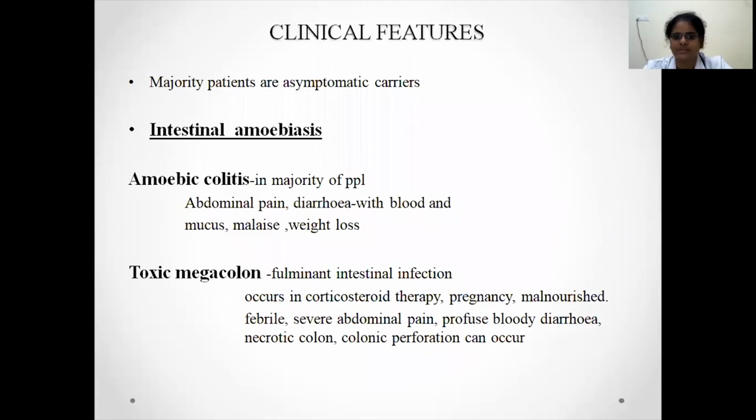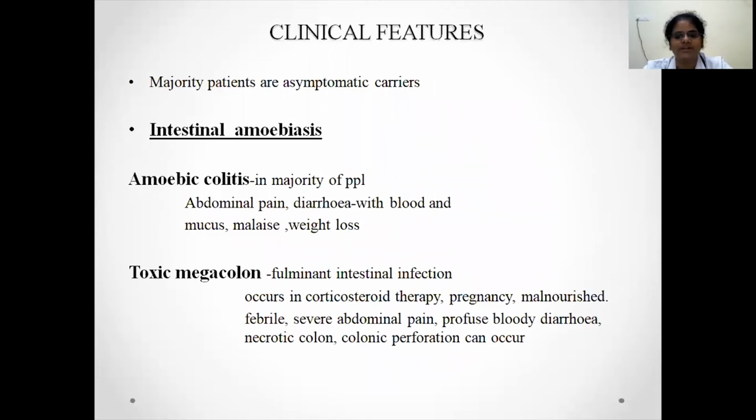It can present as amoebic colitis. 90% of the people are asymptomatic. The rest 10% of people are symptomatic. Among this 10% with intestinal amoebiasis, the majority of the patients will present with amoebic colitis. They'll present with abdominal pain, diarrhea with blood and mucus, malaise, and weight loss.